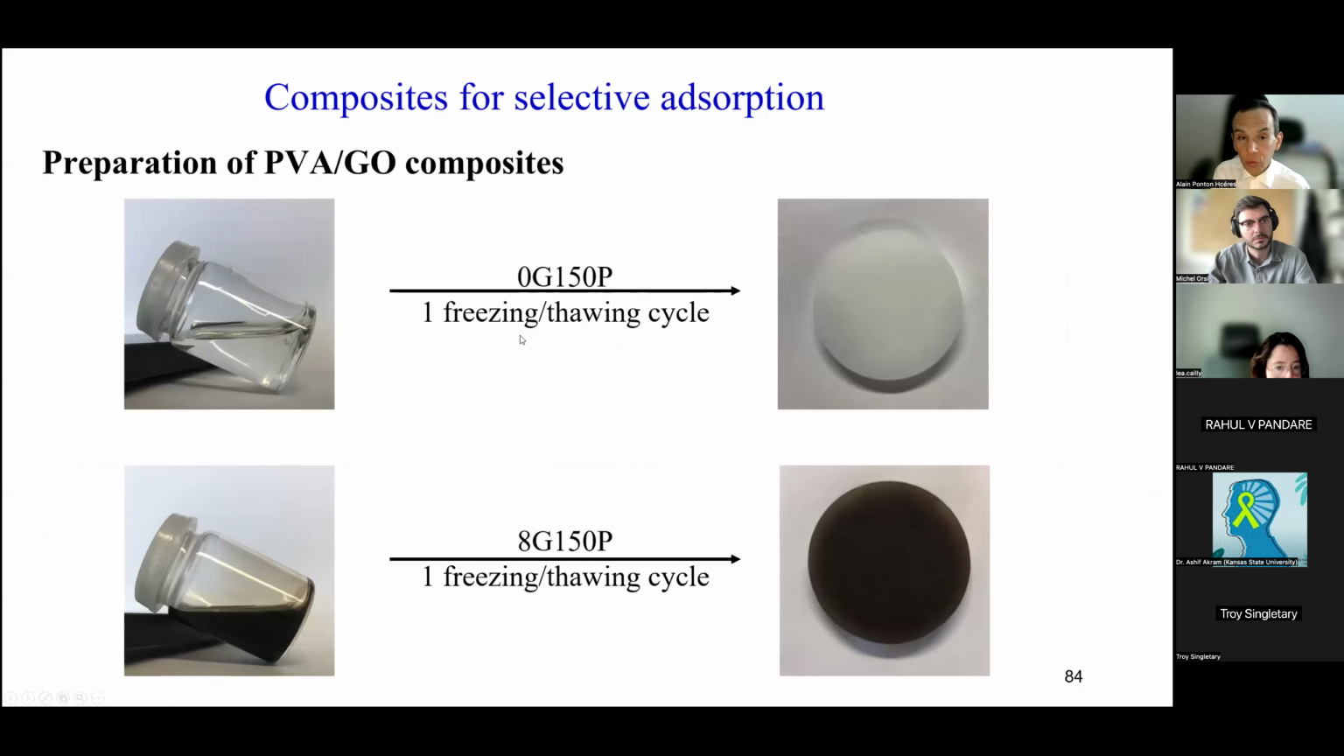So just to show you, here the PVA solution, just by thermal cycling, you obtain a hydrogel, and the same with graphene oxide.